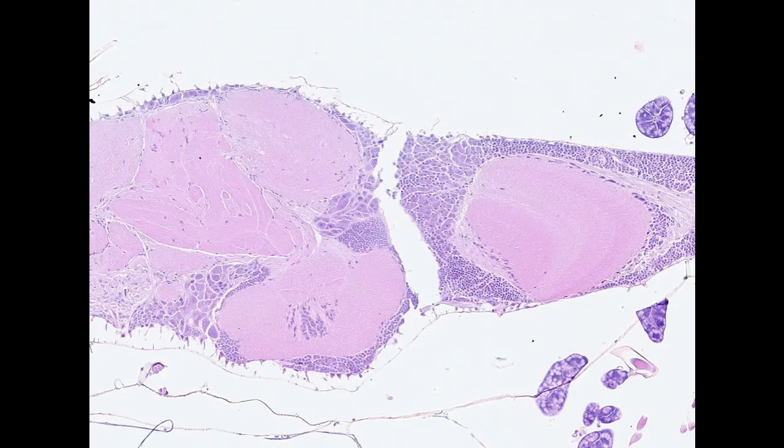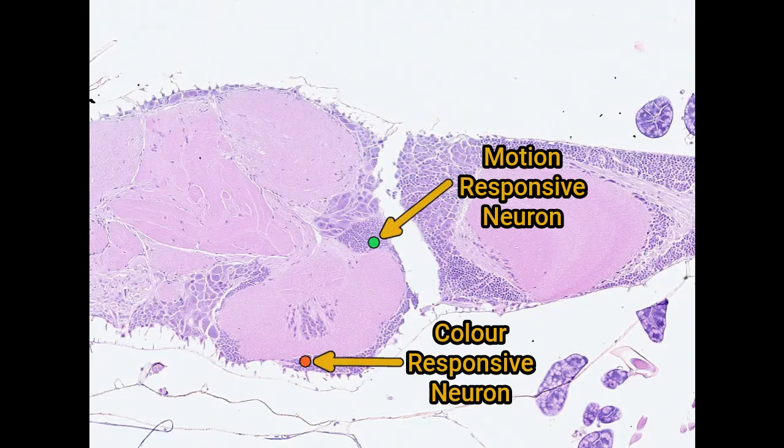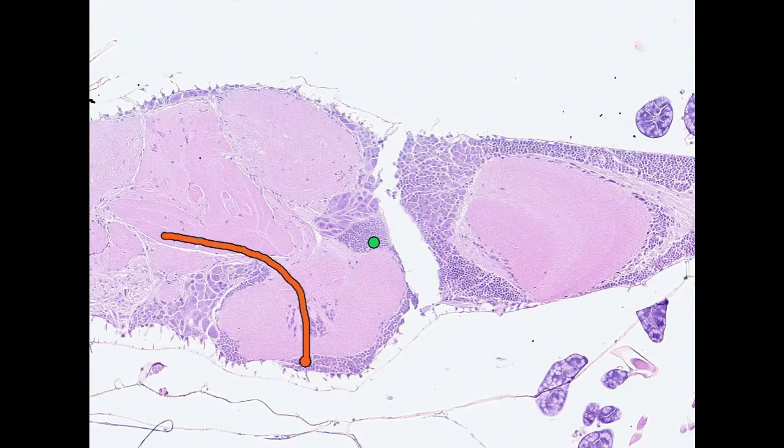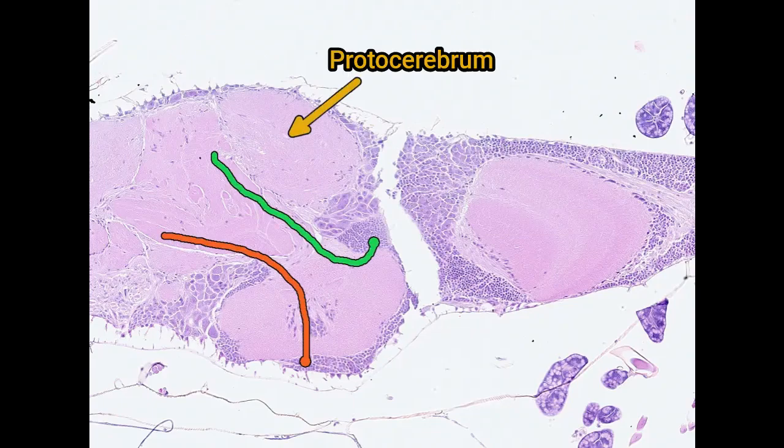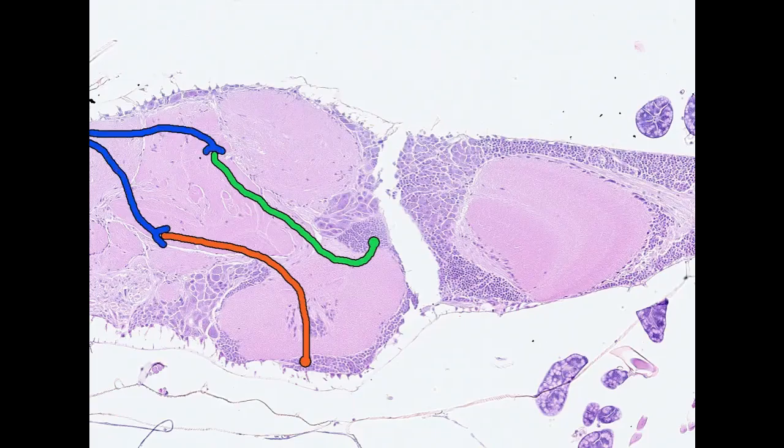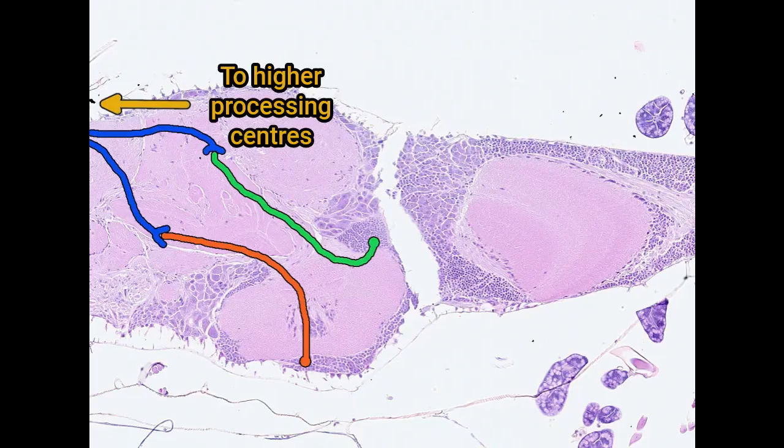In other words, neurons that respond to color are present in a different layer of the lobula to ones that respond to motion. Segregation of this information is maintained in the protocerebrum, allowing parallel and therefore more efficient processing of visual information before everything is integrated in the higher processing centers of the bee's brain.